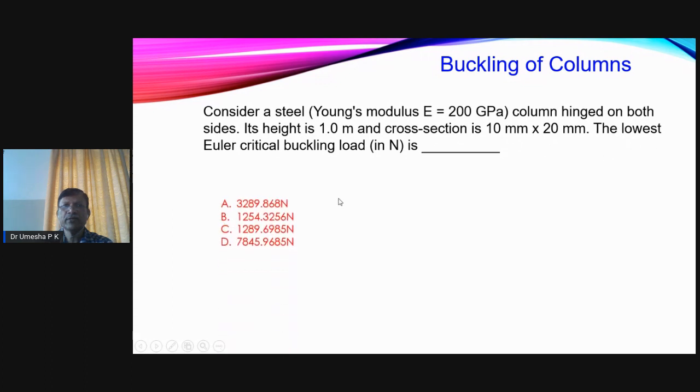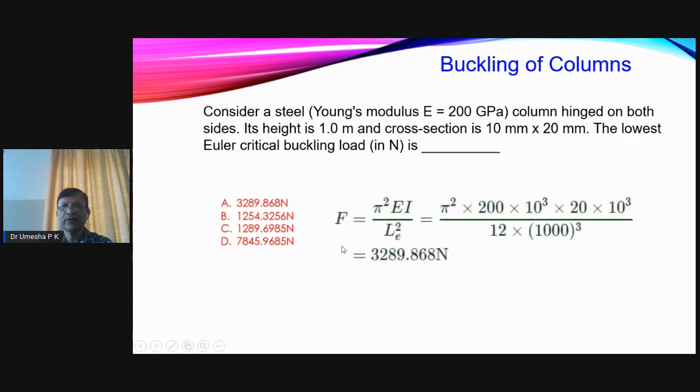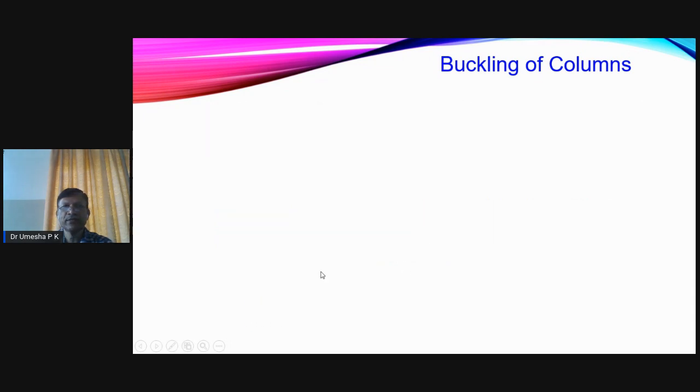The lowest critical section. So here nothing else. Only thing is pi square E I by L E square. So it is a direct formula here. So you can substitute. Answer A is the correct one.